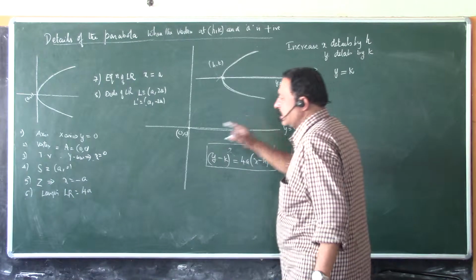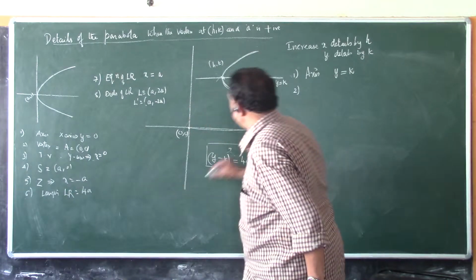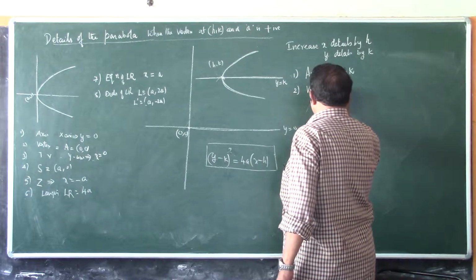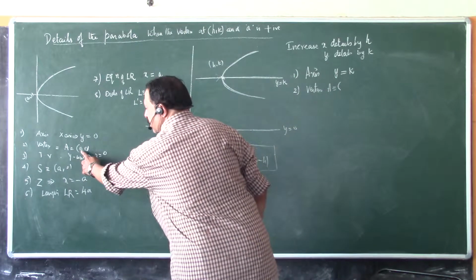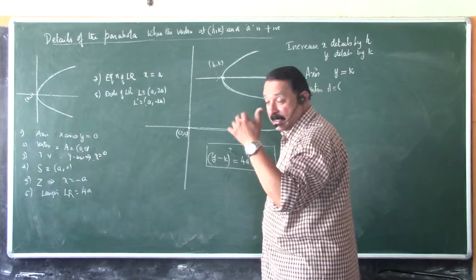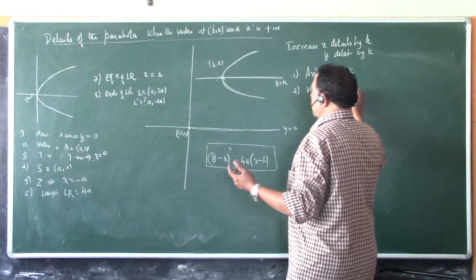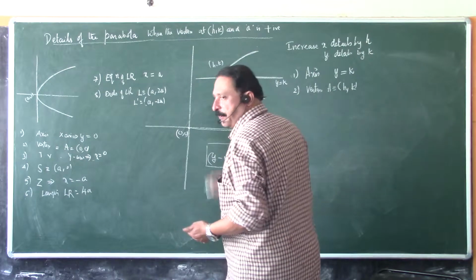Now second, what is that? Vertex. Where is the vertex here? (0, 0). So increase 0 by h, 0 plus h, and 0 plus k, so (h, k). So this is the vertex.